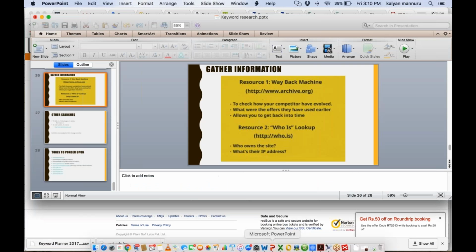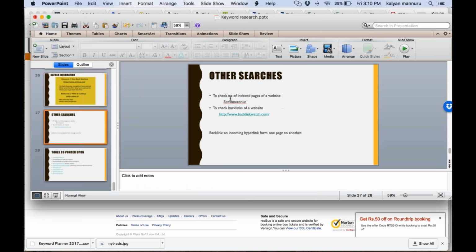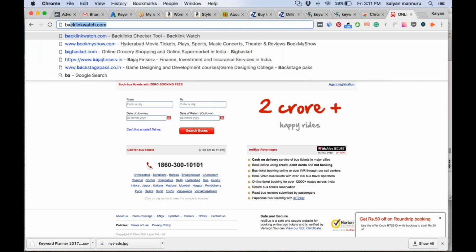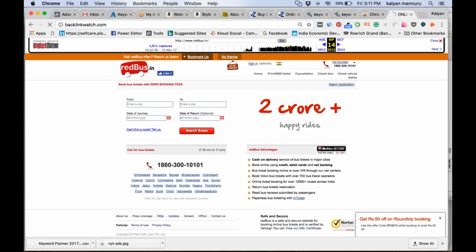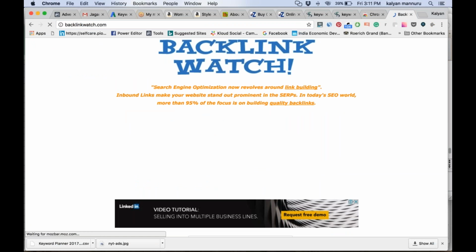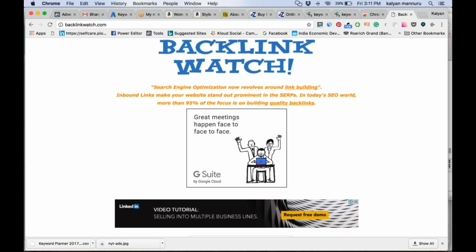Okay, so we have checked how to search the number of indexed pages, that is site:website.com. We have checked that already. Now there is one important point to see here, how to check backlinks of a website. I had been talking about backlinks being incoming hyperlinks, right? Now there are tools to check backlinks of my competitor. The tool name is backlinkwatch.com. One of the tools, you can go to Google and search for more tools just like this.